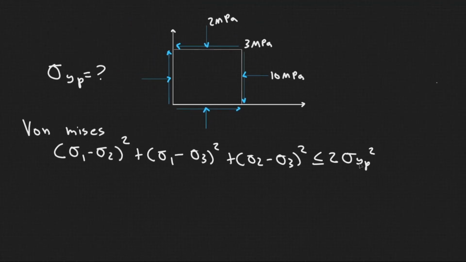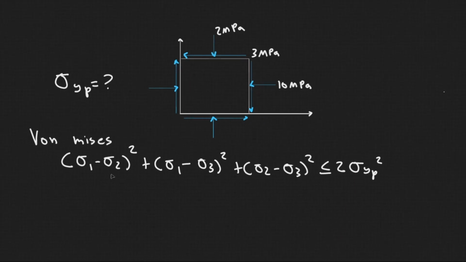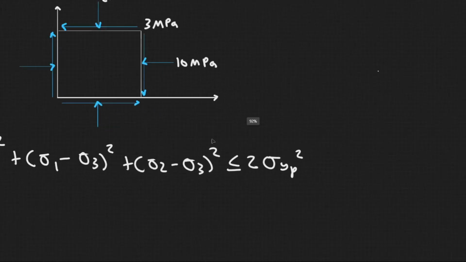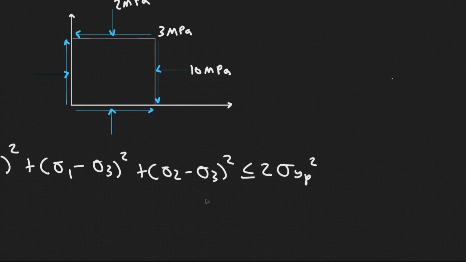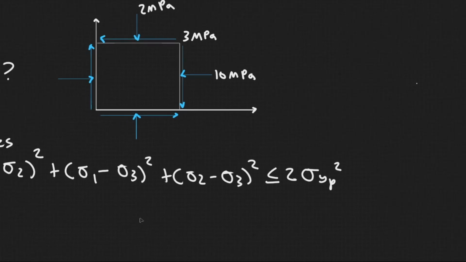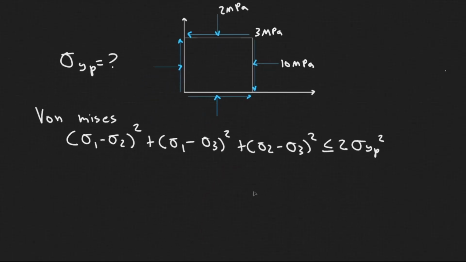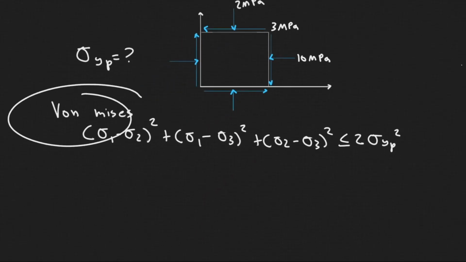So notice we're trying to solve for this sigma yp value right here. Basically what this is saying is that when you put the principal stresses, sigma 1, 2, and 3, in this formula, they have to be less than or equal to this sigma yp, which is where it will break or yield. So what we're trying to find is the value such that it is equal to this, because that's the point at which it will yield.